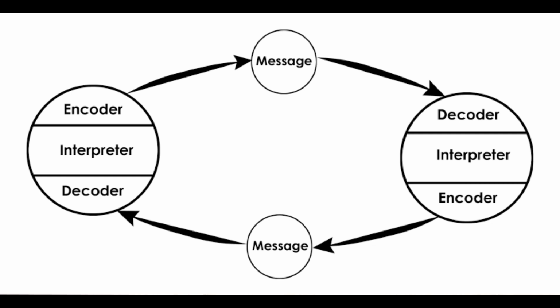So, encoding: we need to think of the right words to say and in what order we should send our messages to communicate our ideas to the message receiver. That is encoding. Decoding: when we receive a message, we need to decode it.